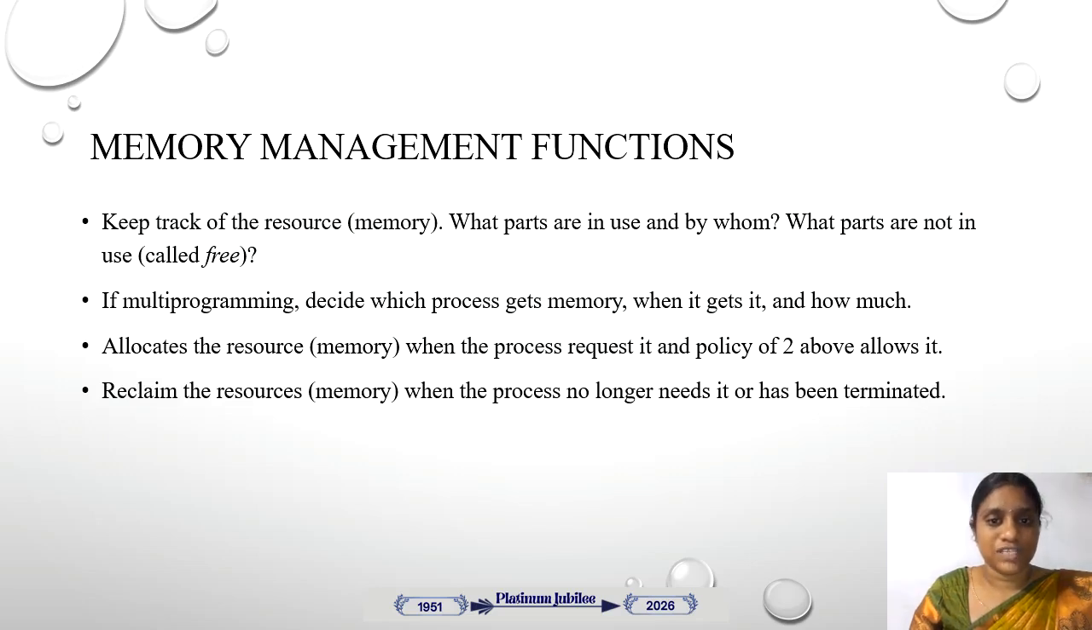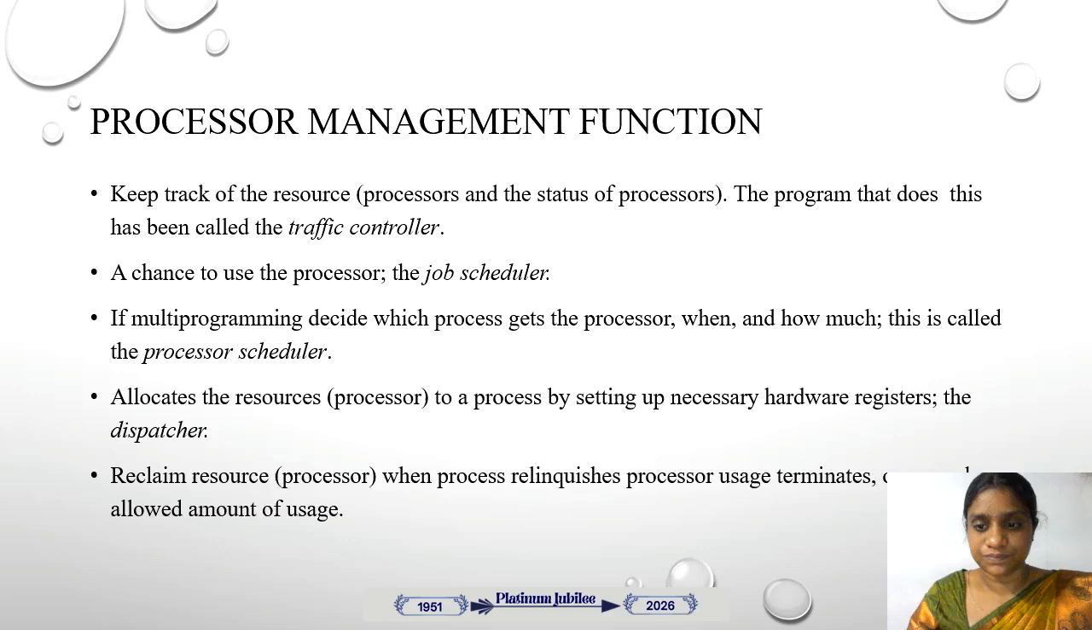So, memory management system. Memory management system tracks the resources, memory: what parts are in use and by whom, and what parts are not in use, called free. If multi-programming, decide which process gets memory, when it gets it and how much. Allocate the resources, memory, when the process requests it, and then reclaim the resources, memory, when the process no longer needs it or it is terminated.